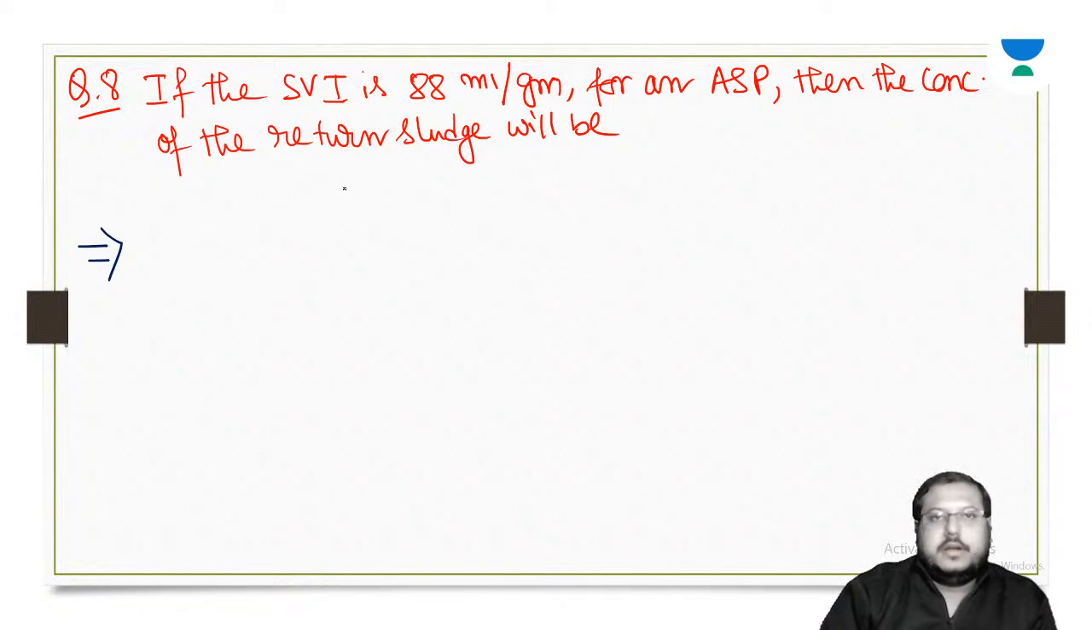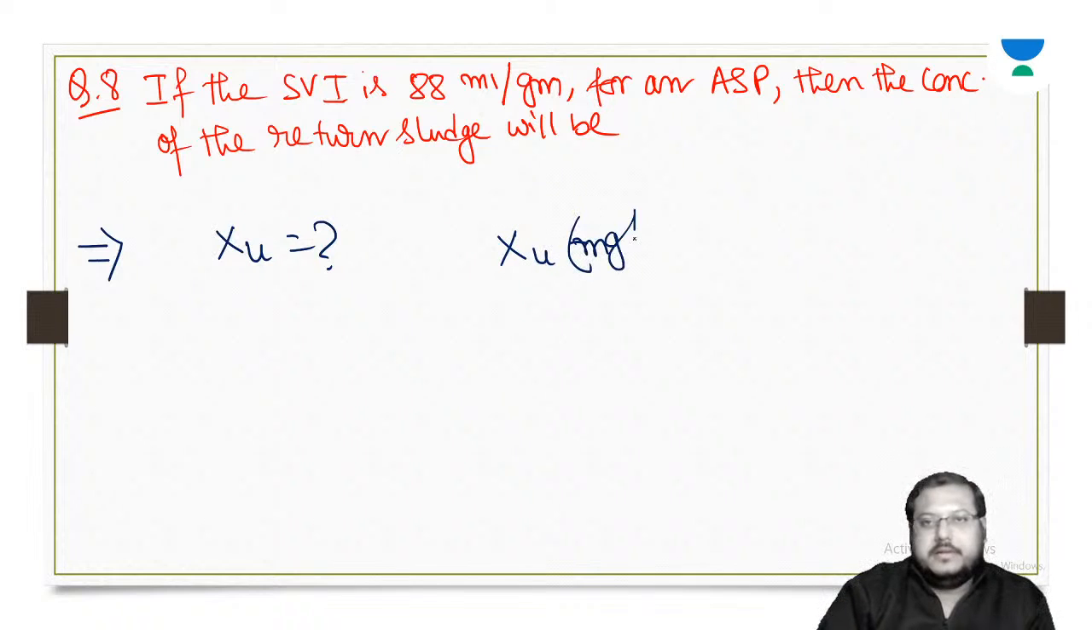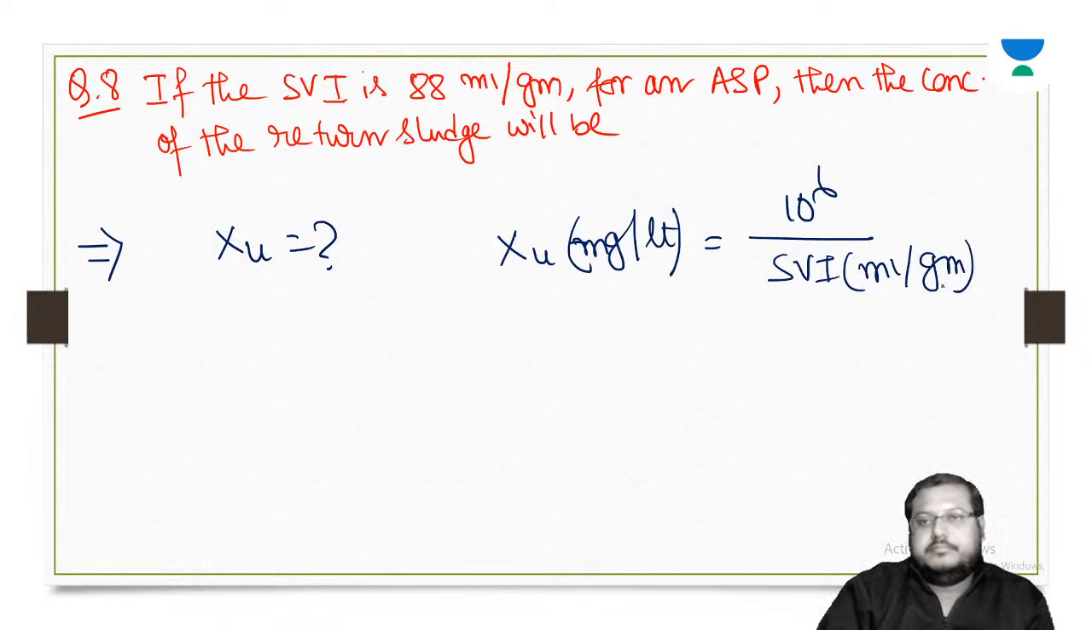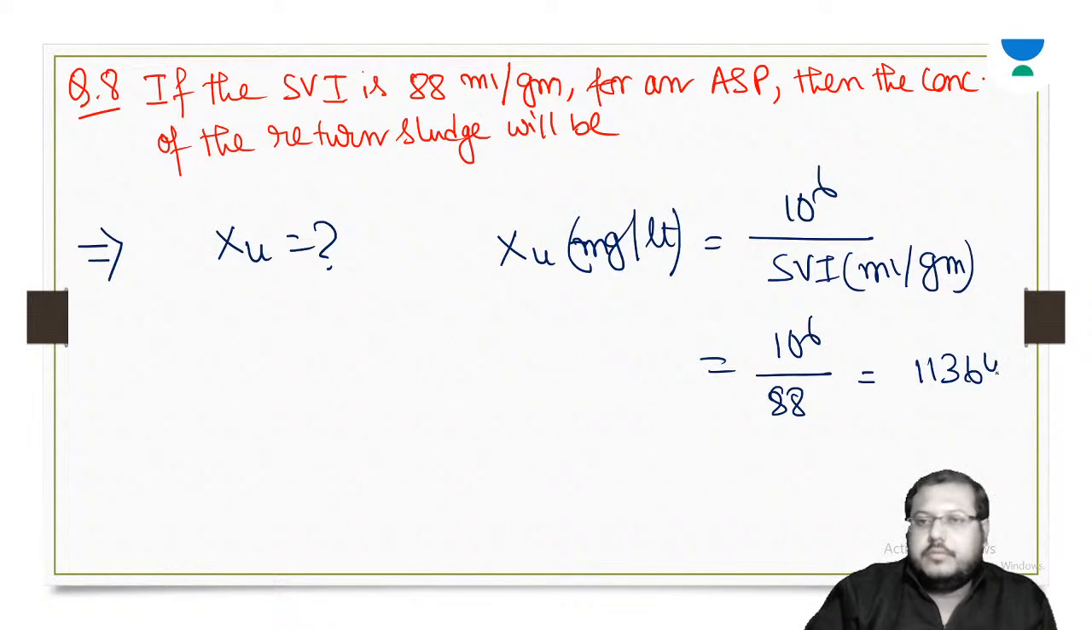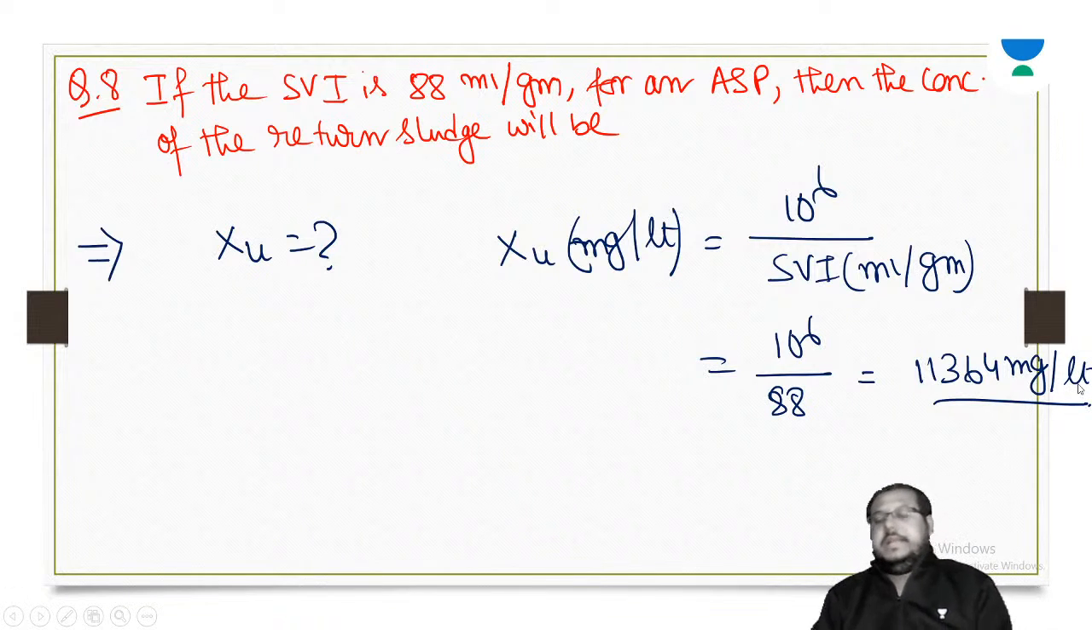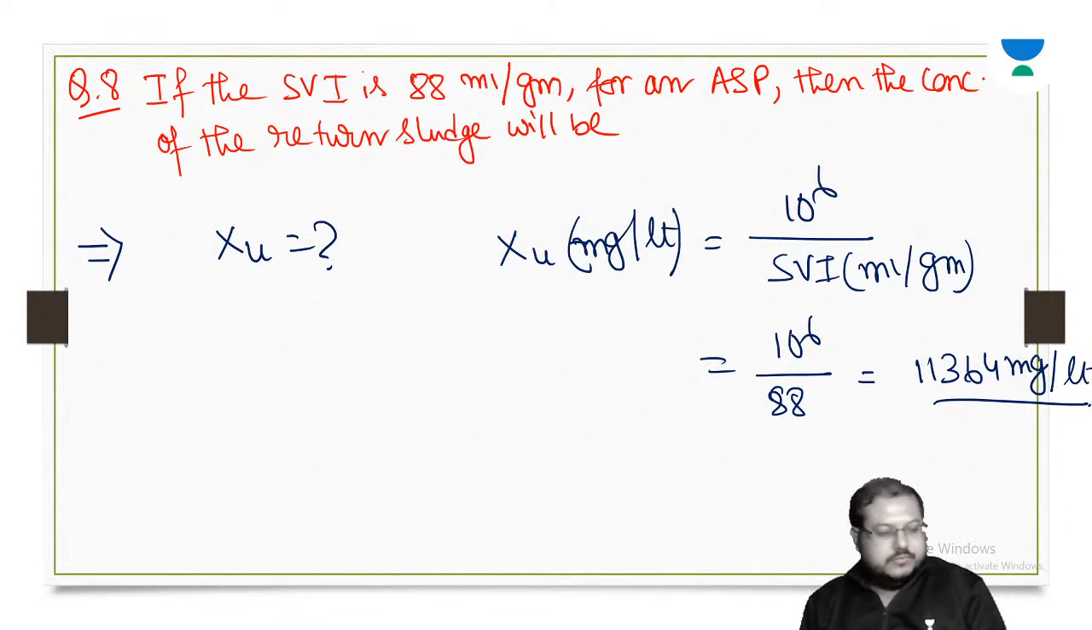We know that concentration of return sludge means they're asking for XU, right? So XU in milligram per liter is equal to 10 to the power 6 by SVI in ml per gram. It will come as 11364 milligram per liter.